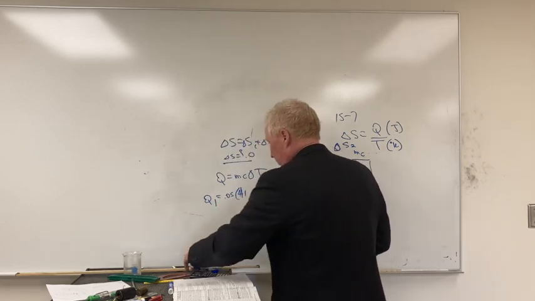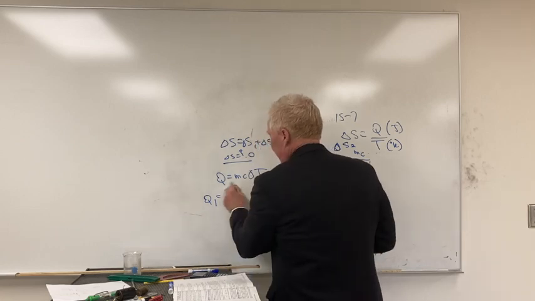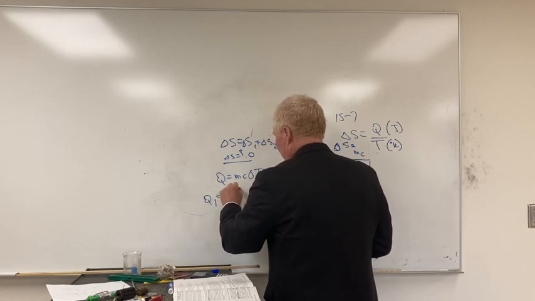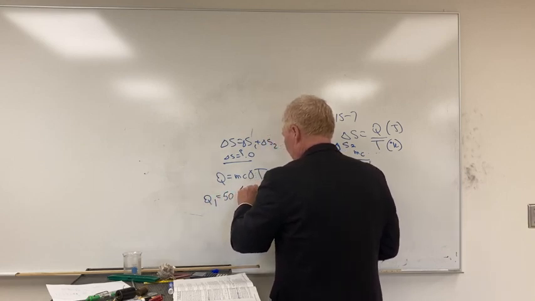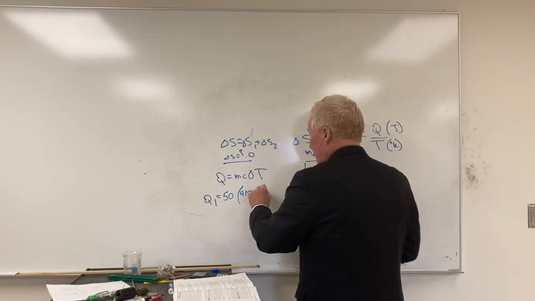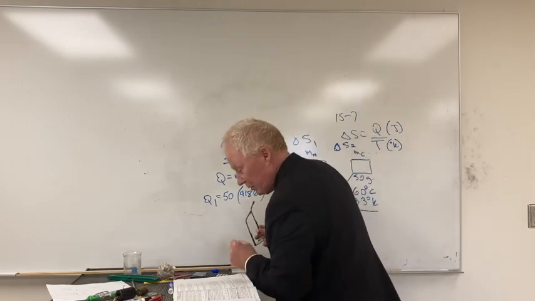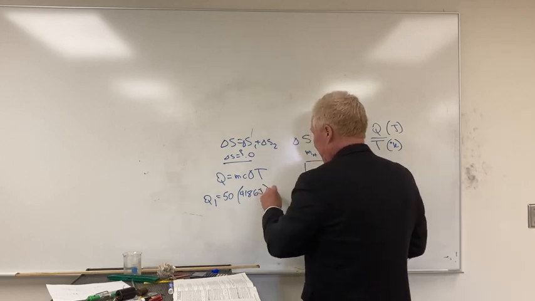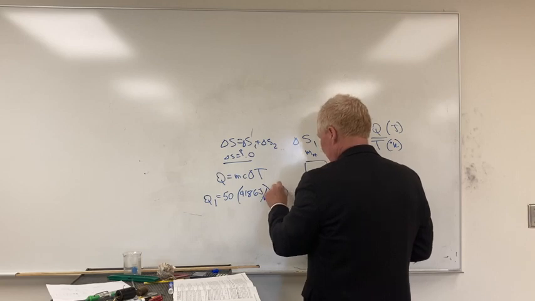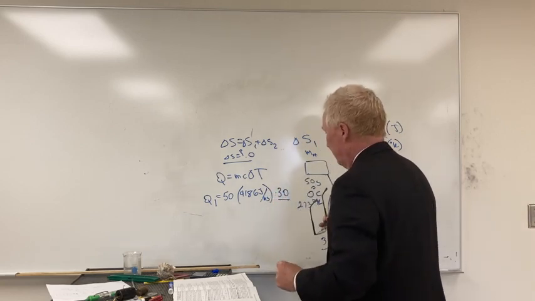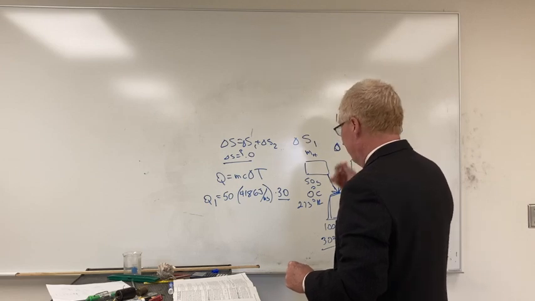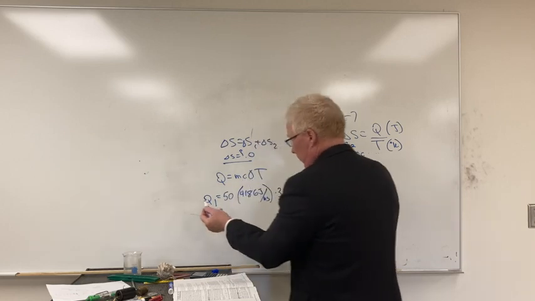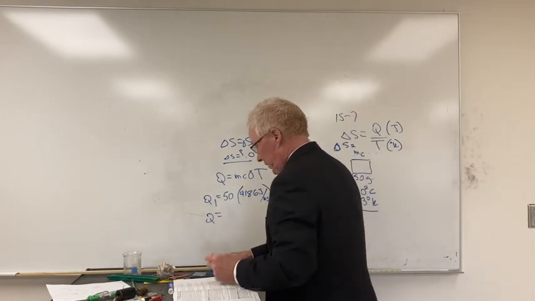Now let's just do it in terms of grams. So that'd be 50 grams times 4,186 joules per kilogram times change in temperature of 30. Okay. So Q1, and it turns out Q2 is going to be the same.